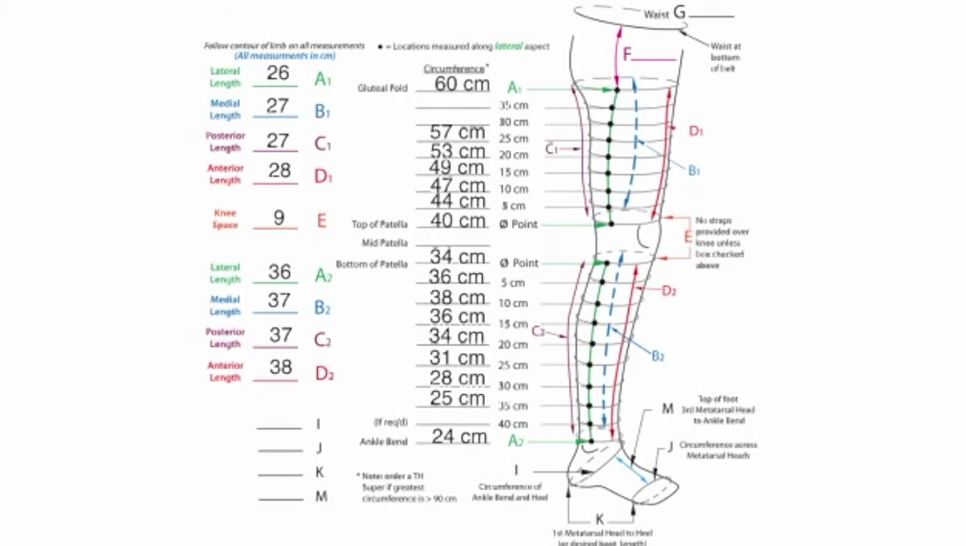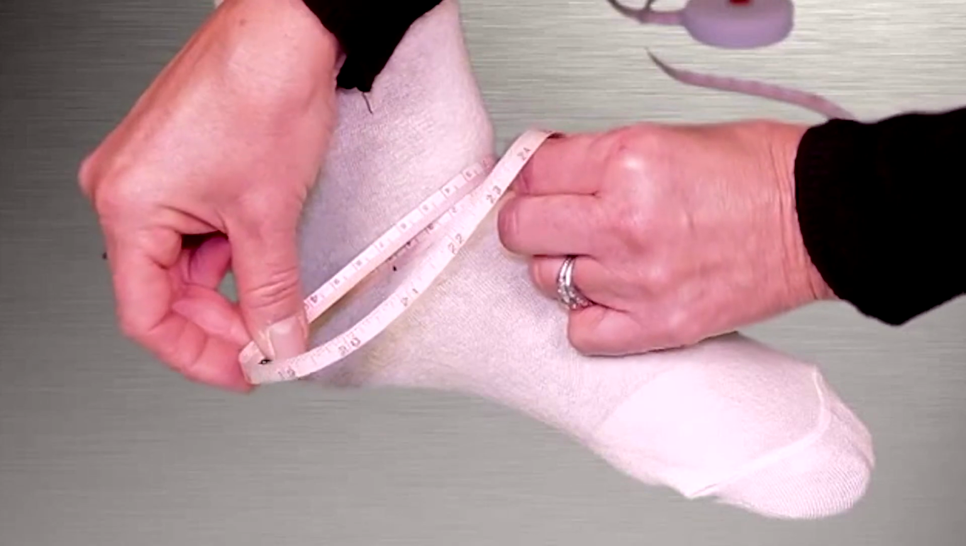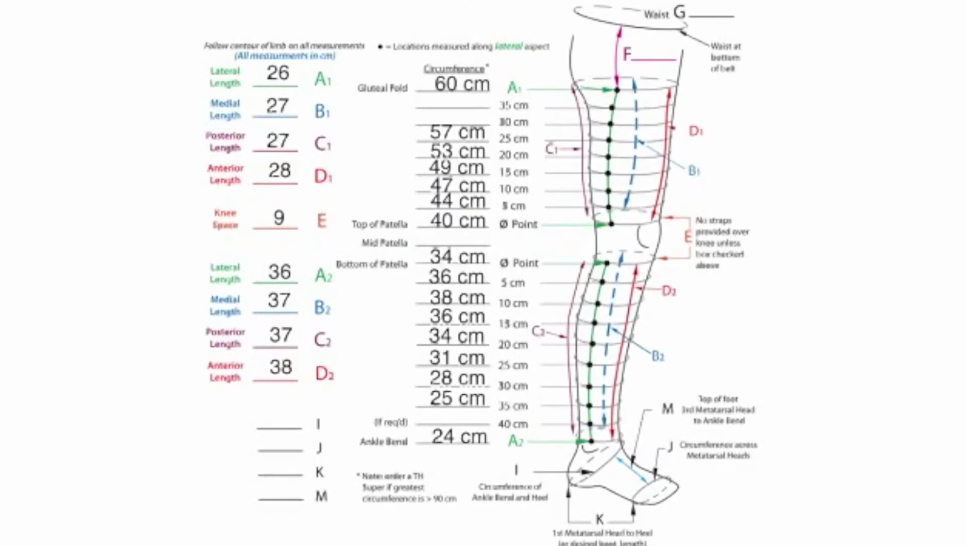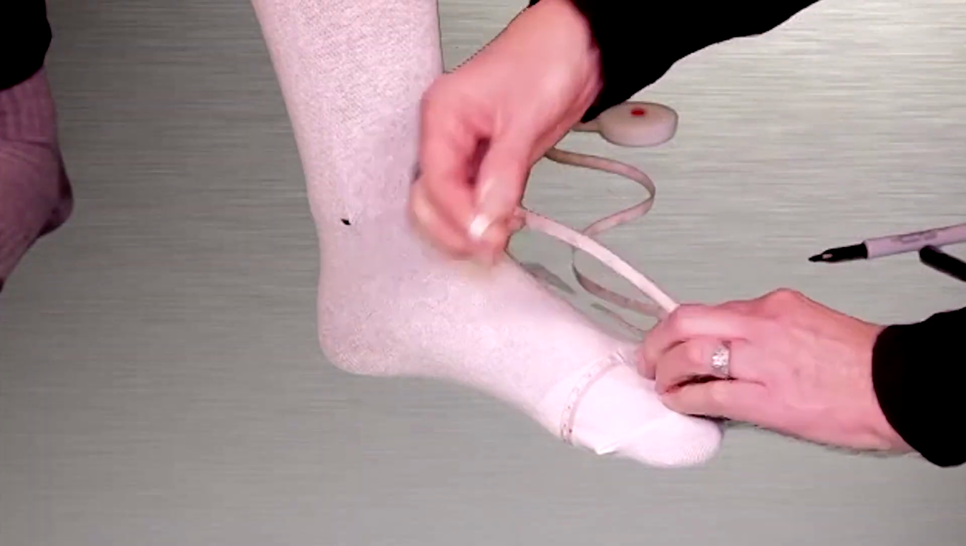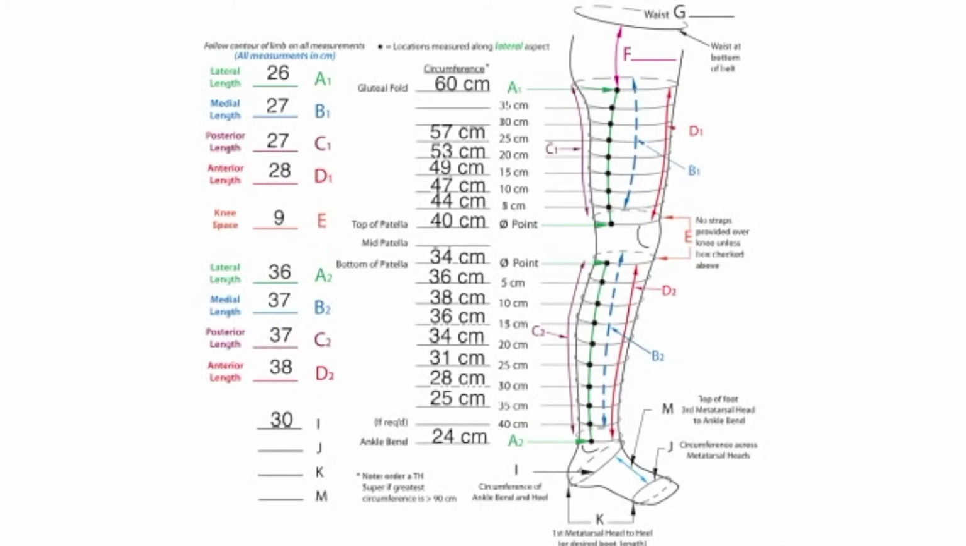You will not take a circumference measurement at the ankle bend as this was recorded on the first step of the measurement process. Moving to the foot, encircle the tape measure around the heel and the ankle bend and record the circumference on line I. Next, measure the circumference around the metatarsal heads and record the value on line J.